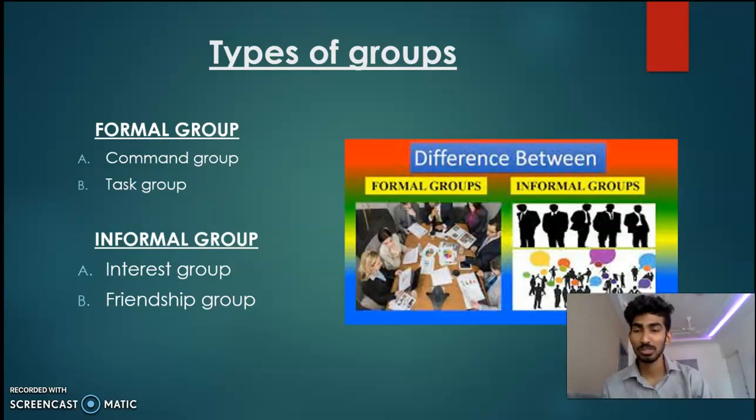In interest groups, the group members are chosen by their common interests. Over here, the members come together by showing their interest. For example, members of the group have a common interest in the technical field, so a technical field group is created. The next one is the friendship group. Over here, the group members come together because their personalities are the same and they share common viewpoints and thoughts. Therefore, friendship groups are created.